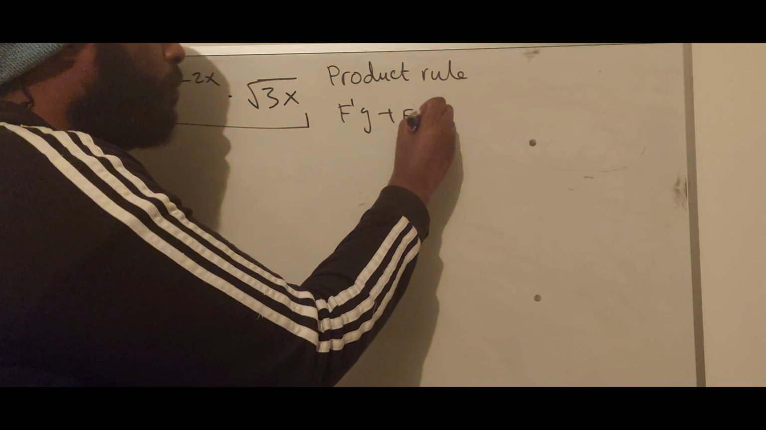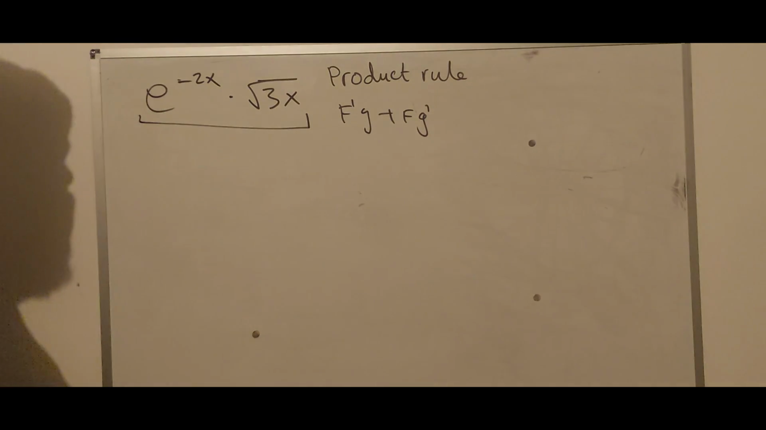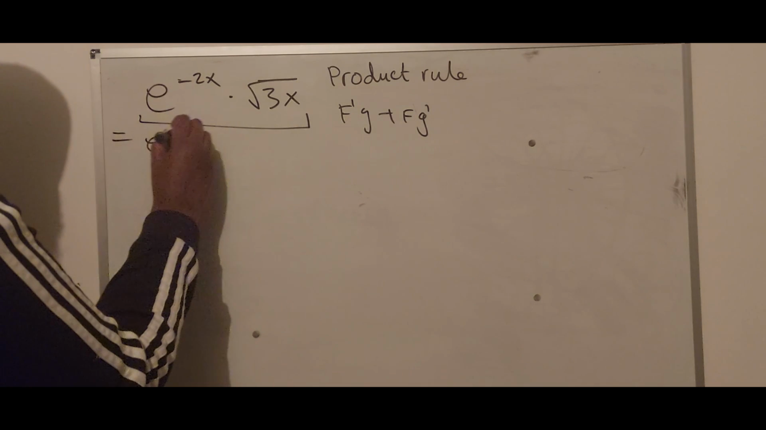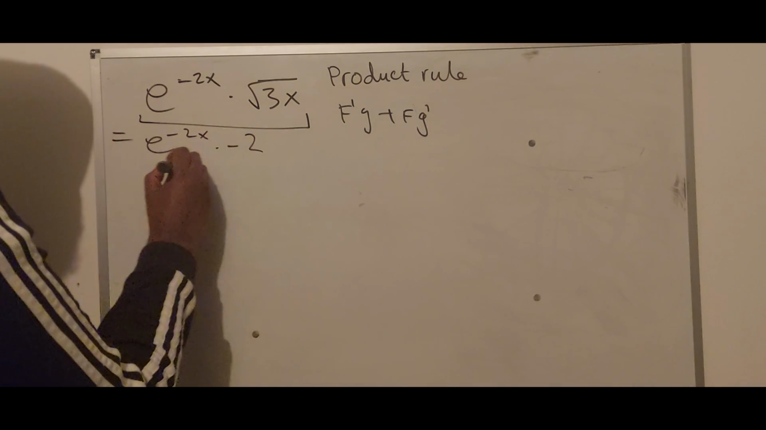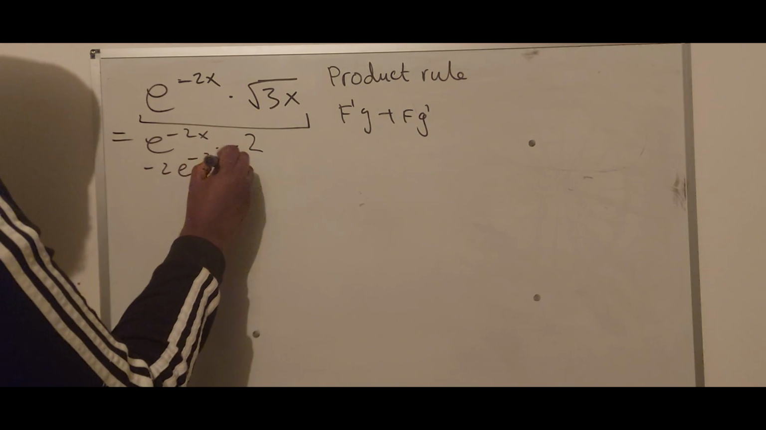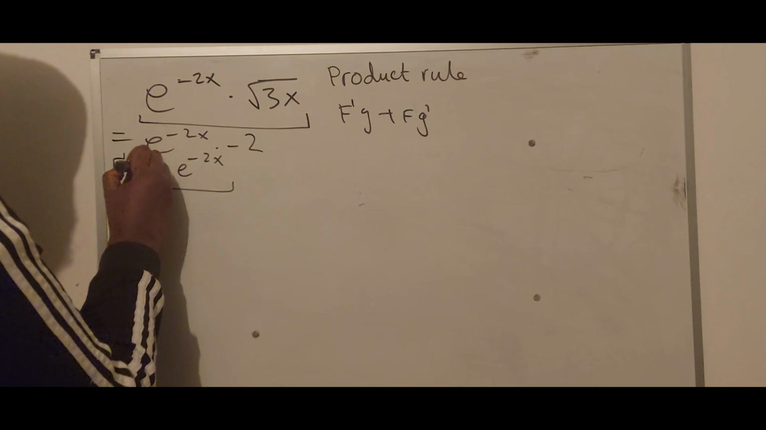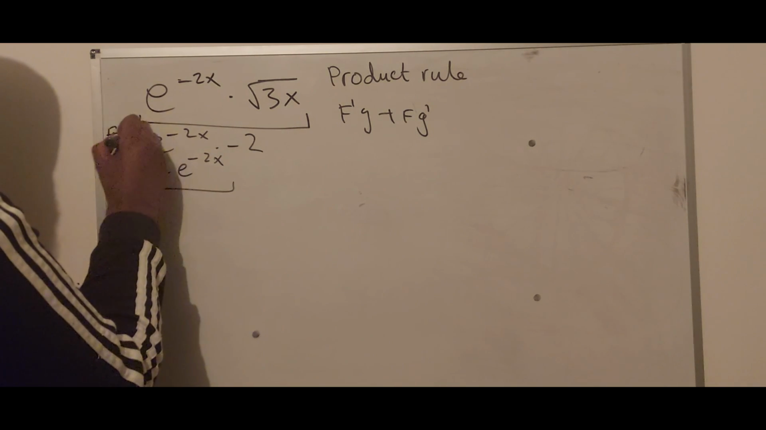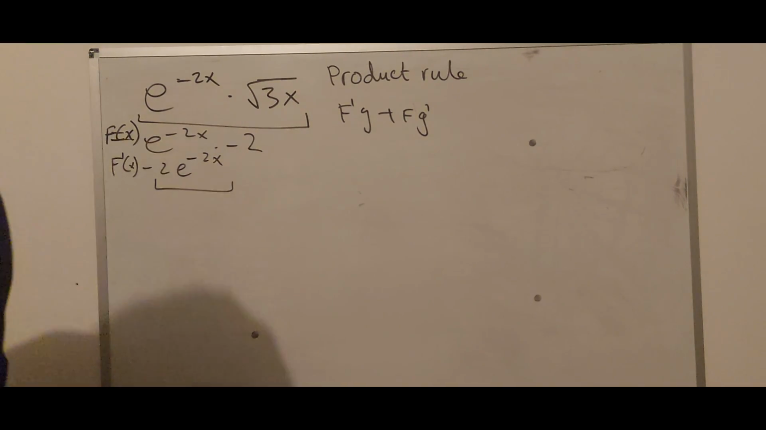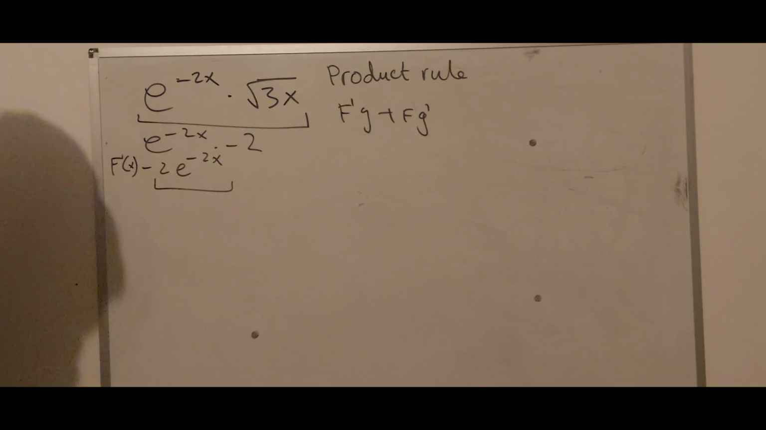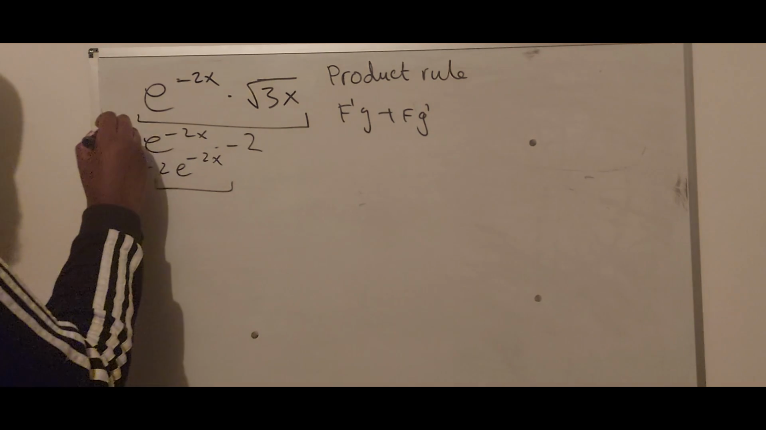the formula for the product is f prime g plus f g prime. Now, really, the first way you do this question is pretty simple. It's e to the power minus 2x multiplied by minus 2 minus 2e to the power minus 2x. That's f prime of x. And this is just f of x. Hold on.